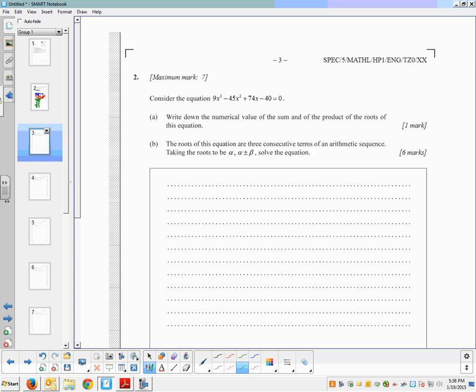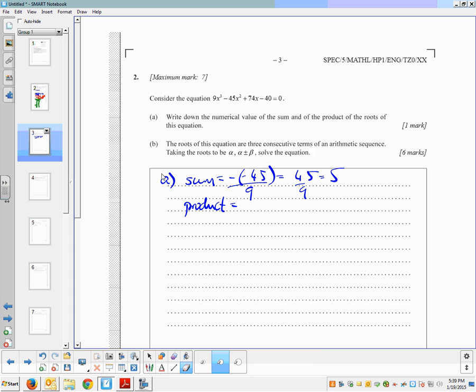Question 2, all about roots. Part A is the easy part. Write down the numerical value for the sum. Well, the sum is just minus minus 45 over 9, which is 45 over 9, which is 5. And the product, so that was, the first one was minus b over a. So I'll write that in.